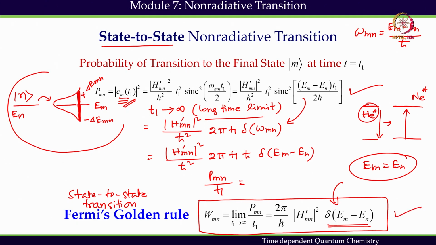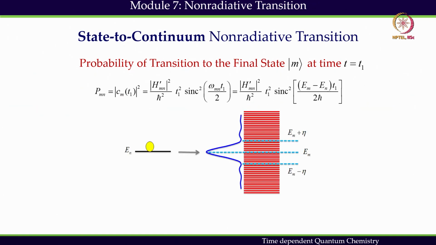This equation is called Fermi's golden rule of state to state non-radiative transition, where we have the involvement of the delta function. We will now move forward to the state to continuum non-radiative transition. In the state to continuum non-radiative transition, our starting point again is the population in the mth state, which is defined by this cardinal sine function square. This is a very sharp function, and the concept has been depicted here. As you can see, this state can transfer population to a number of states, if they are available, but within the energy bandwidth.